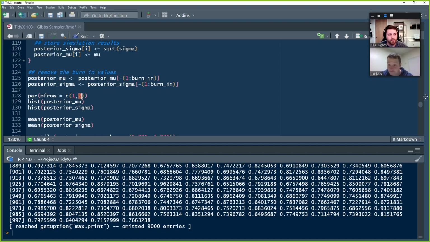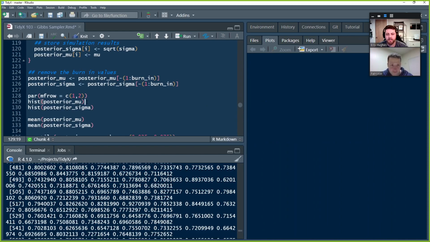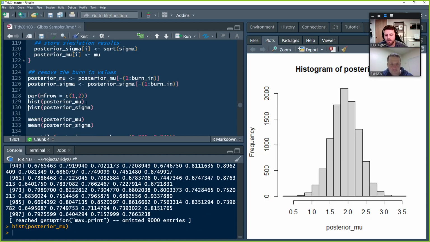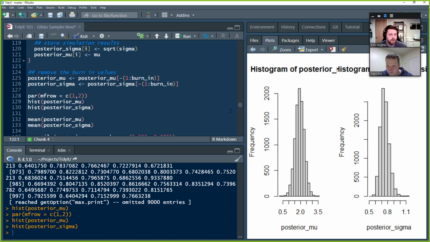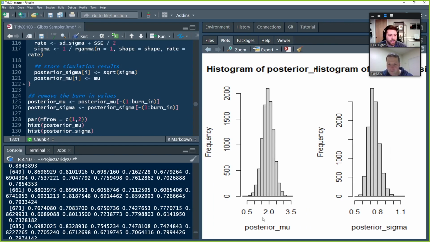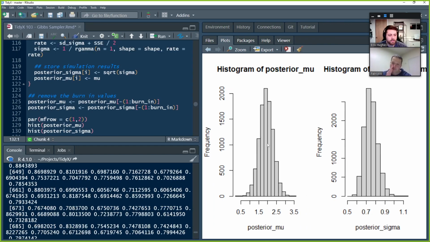We're going to use the hist function, which is producing a histogram. So we're going to get a histogram of mu, the posterior mu, and the posterior sigma. So we're going to run that. Oh, no, I need to run that first, then that, then this. So here we go. We get a quick look at the posterior mu. So this is the histogram of our mu, and this is the posterior of our sigma. So you can kind of see how that's moving around there.